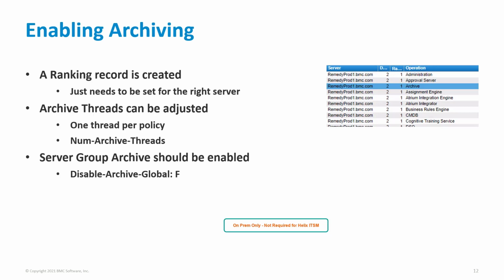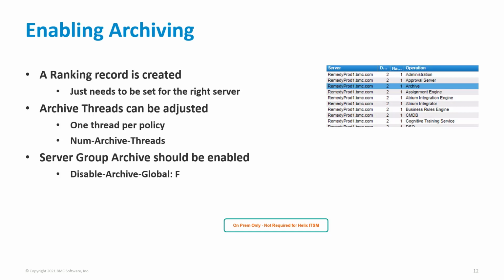Also, archive threads can be adjusted. By default, you get a single archive thread, but depending on your need, you might want to enable multiple archive threads. Only one thread runs per policy, but if you have multiple threads, you can have multiple policies running at the same time. For example, let's say that you have a large number of help desk records that need to be archived. Well, one thread could be running through the help desk records, and another thread could be starting whatever other policies become active at the same time.